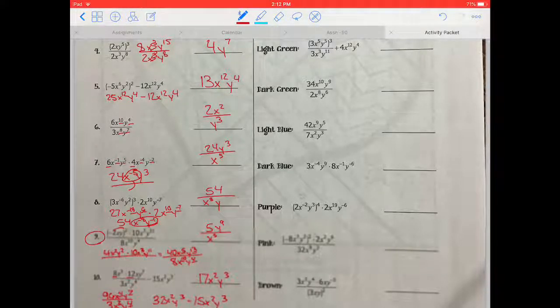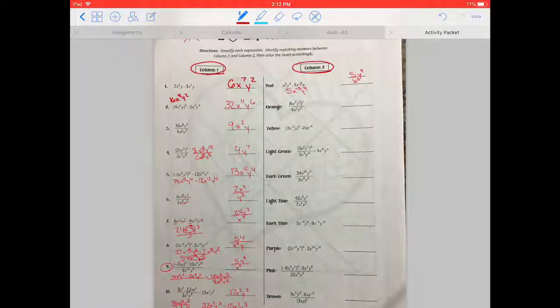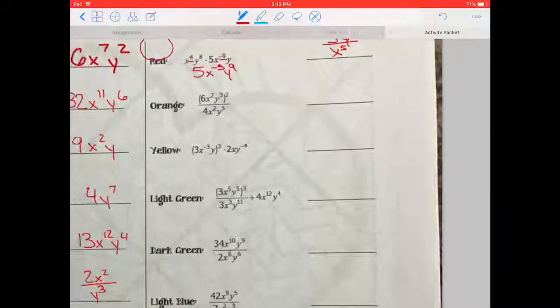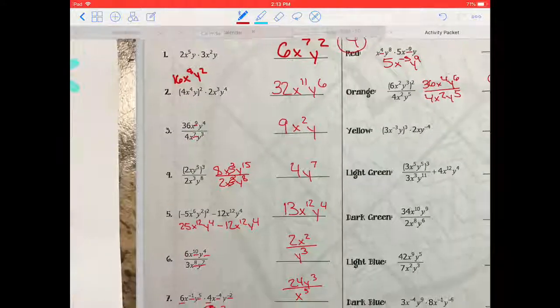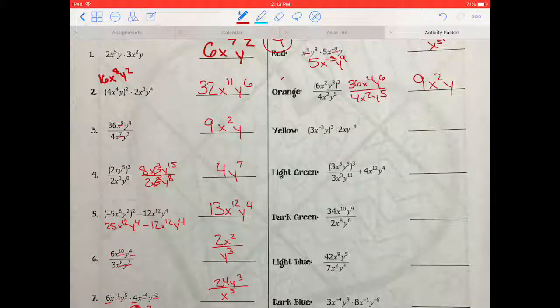Sorry, it's blurry. This thing's just taking forever to load, because there's so much writing on it, so it's just lagging. So number 9, all of the 9s are red. Orange. 6 squared, 36, x to the 4th, y to the 6th power, divided by 4, x squared, y to the 5th. So this is 9, x squared, y. There it is. It's number 3. All the 3s are orange.